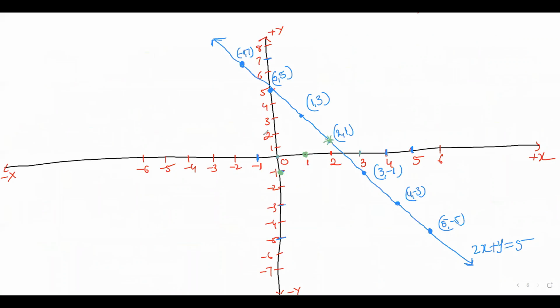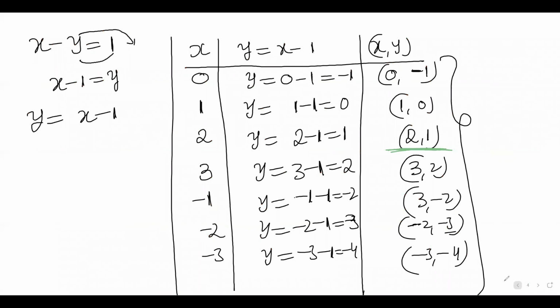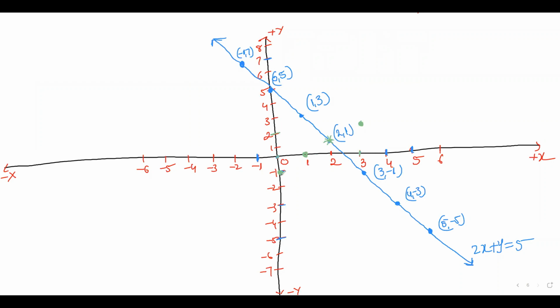Let's draw: 3 is here, 2 is here, 3 comma 2 is somewhere over here. And next point is, let me check what is the next point. This is actually, make a change, minus 1 comma minus 2. By mistake I wrote 3 comma minus 2. I'm making the change. It is minus 1 comma minus 2. So here minus 1 is here, minus 2 is here. The point is over here.